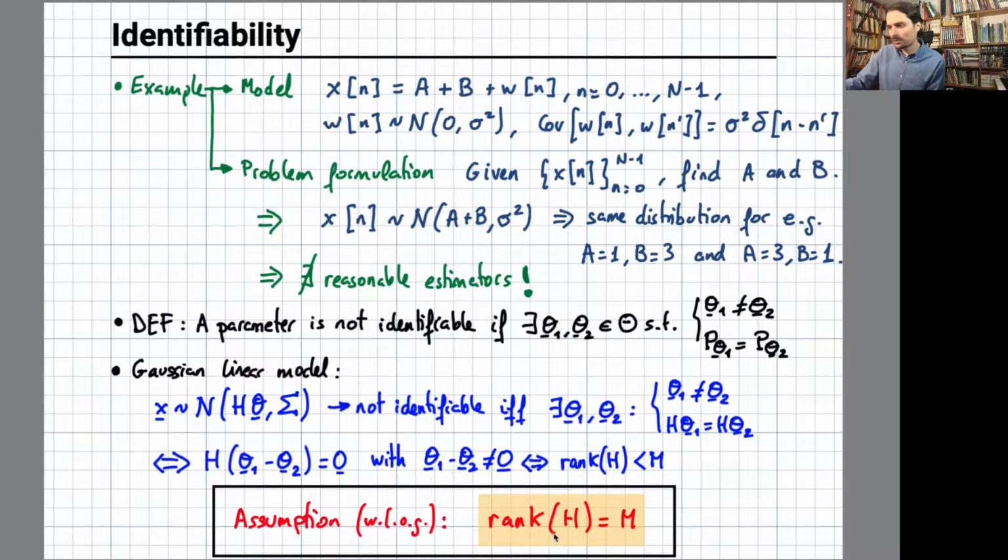The reason is that whenever there are linearly dependent columns in H, we can just remove some of the dependent columns, and the model will essentially be the same, right? And so in this case, for instance, what we can hope for is to estimate the sum of A and B. So this would be just replacing this with an equivalent model with a single parameter.